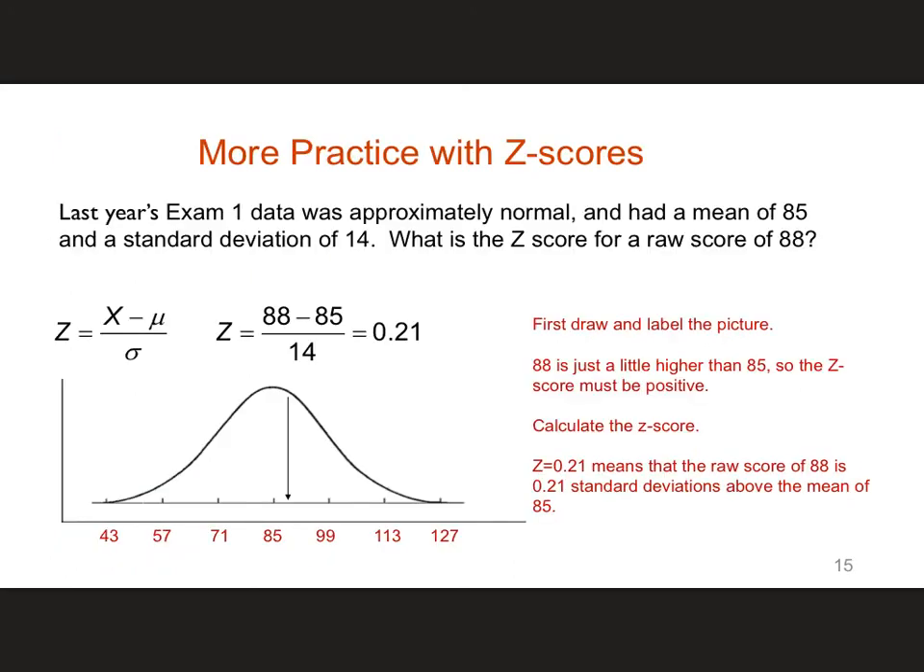Okay, now let's look at another example. In this example, exam 1 had a mean of 85 and a standard deviation of 14. We want to calculate a z-score value of 88. So likewise, we have our raw value minus our mean divided by our standard deviation. So using this formula, we get a z-score value of 0.21. So then what does this mean? This means that the raw value of 88 is 0.21 standard deviations above the mean.